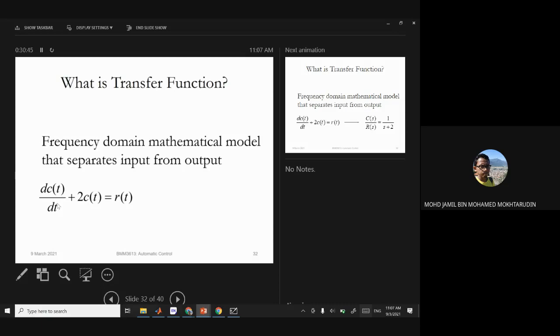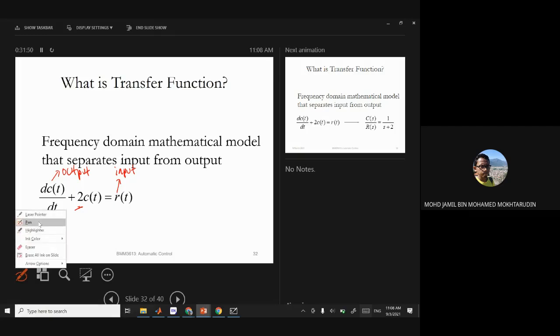So let's say you have dc/dt plus 2c equals r, where c is the output and r is the input. How do you want to separate the output and the input? Meaning, how do you separate them from these numbers and this d/dt here? Basically, you want to get them in terms of a fraction like C over R, for example, so that they are separated. Before you can separate them, you must use the Laplace transform.